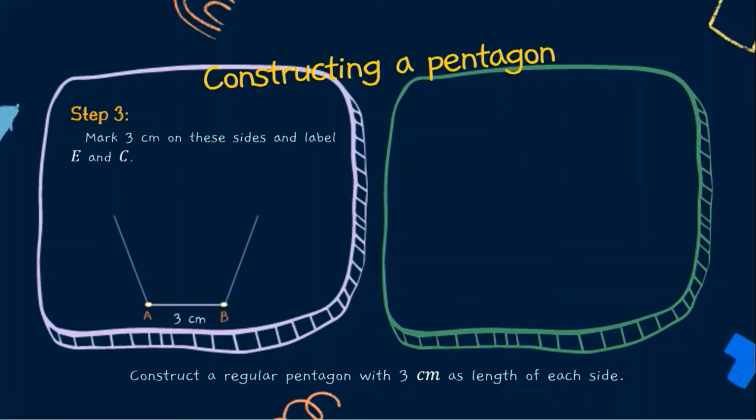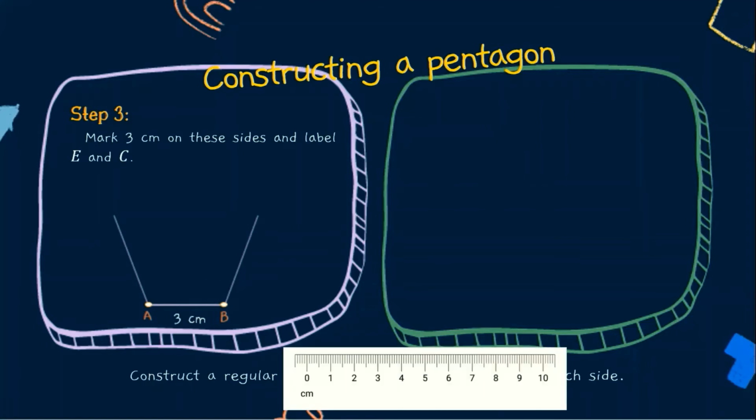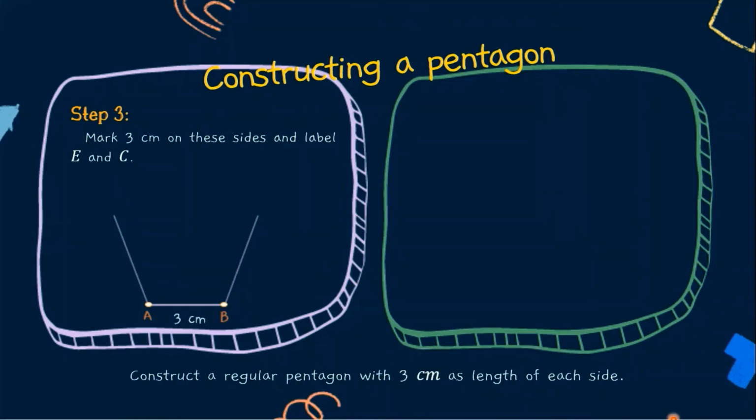Ito yung ating last construction from step 2. Kuha tayo ng ruler. At yung compass natin, dapat yung kanyang width ay 3 centimeters. Let's use this compass na ang width ay 3 cm. Yung pointy tip ay nasa A. Let's use this as its center para dito sa side na ito. Then draw an arc. Yung point of intersection ay label natin as point E.